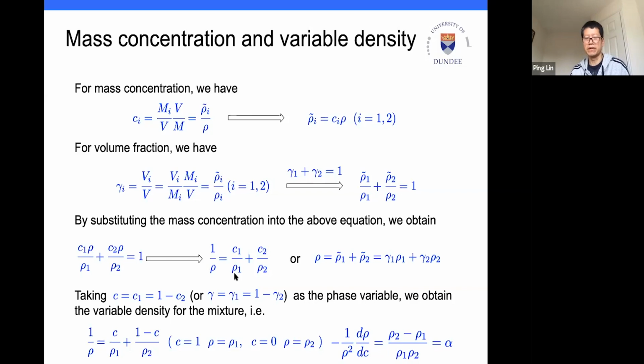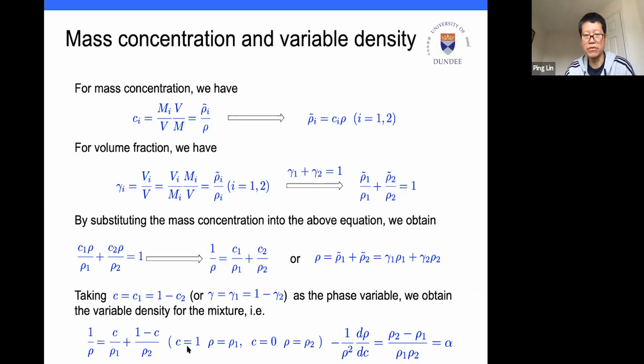Rho 1 is the density in fluid 1, and rho 2 is constant in fluid 2, because you consider incompressible flow. Usually the density will be almost constant in fluid 1 and fluid 2. But because you consider mixing regions, the density will not be constant in the mixed region, which can be written as follows. If you use C1 as your phase variable, then C2 will be equal to 1 minus C1, which gives you the representation of density in terms of this phase variable C.